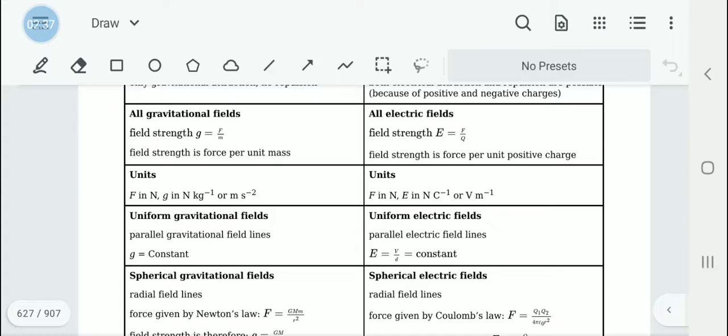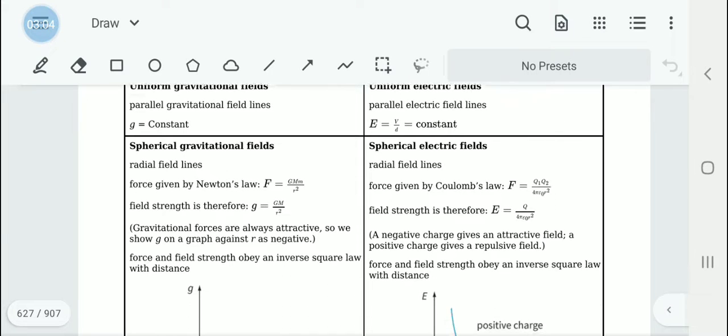Then uniform gravitational fields: parallel gravitational field lines are available, and as a result G is constant. In uniform electric fields, parallel electric field lines are there. E is equal to V upon d, which is a constant. Here d is the gap between the two charged plates.